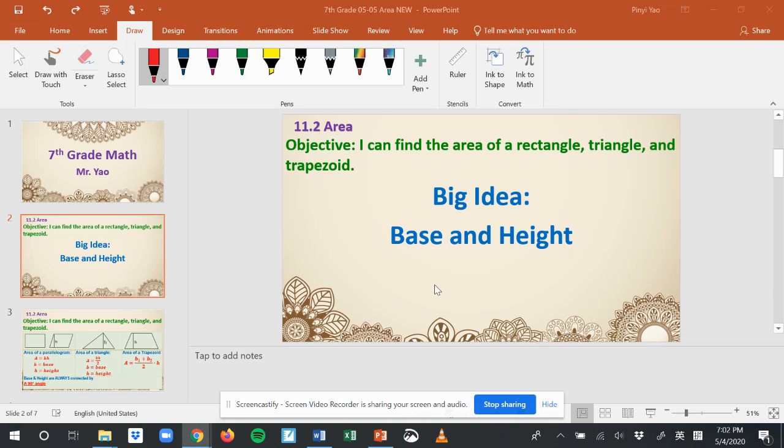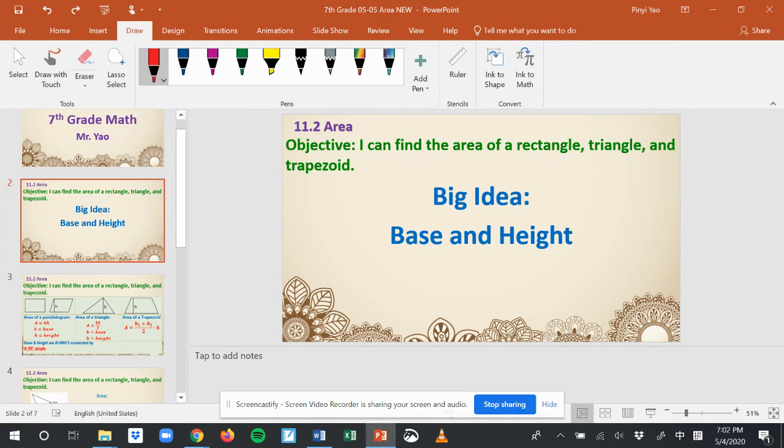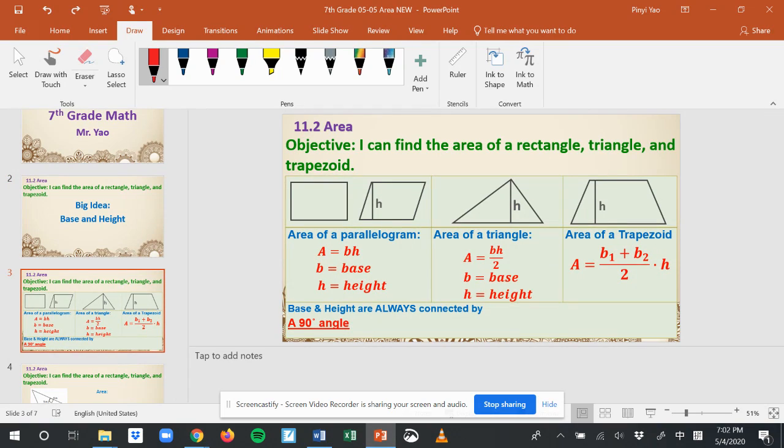Hi students, for this video we're going to talk about how to calculate the area of a rectangle, a triangle, and a trapezoid. So the big idea is we are always depending on the base and the height. So here's a table of the formulas we're going to use.